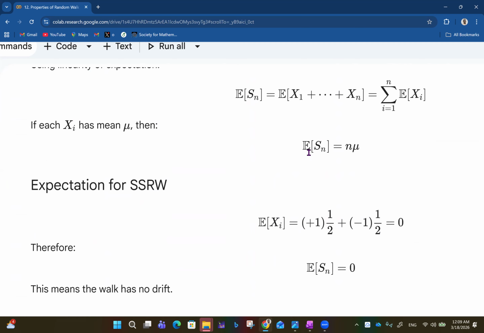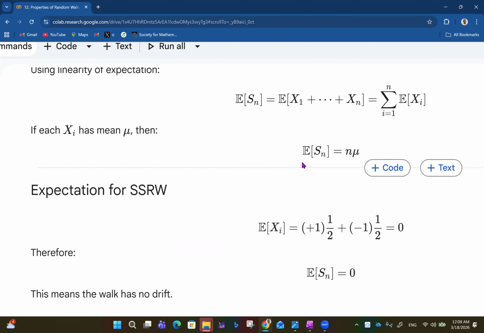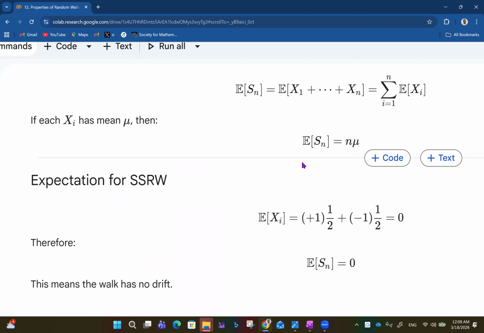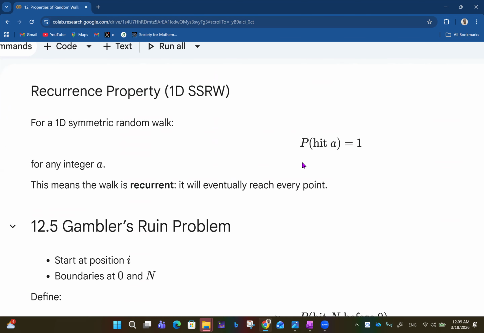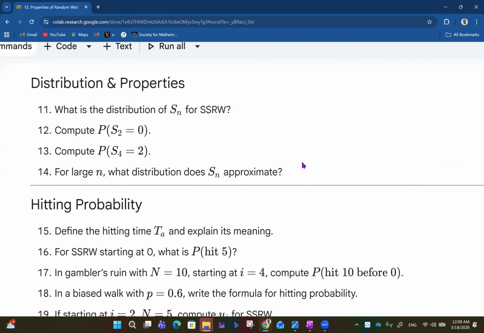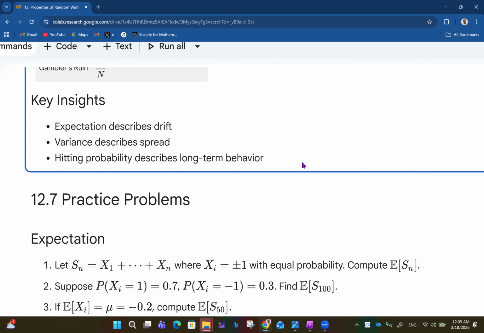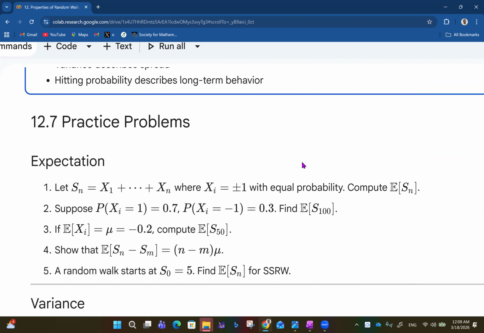Okay, we have expected value of Sn is n mu. So with n mu, we can just multiply by n, right? Now expected value of xi is mu, that's minus 0.2. So compute expected value of S50. That's simply 50 times mu, that's 50 times minus 0.2, which is simply 5 times 2, 10.